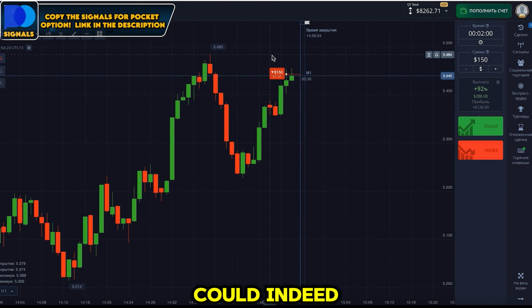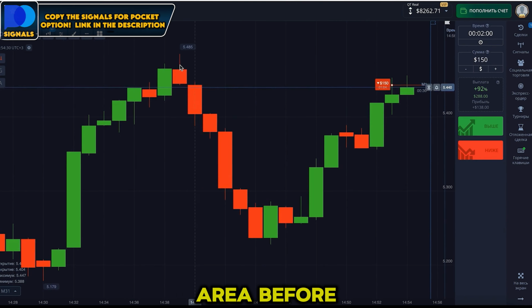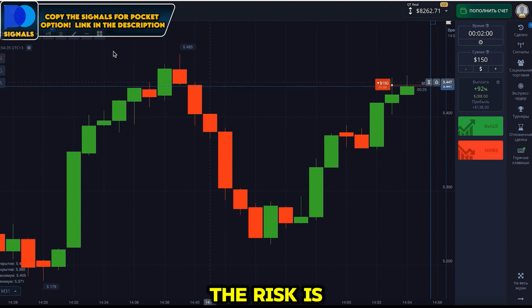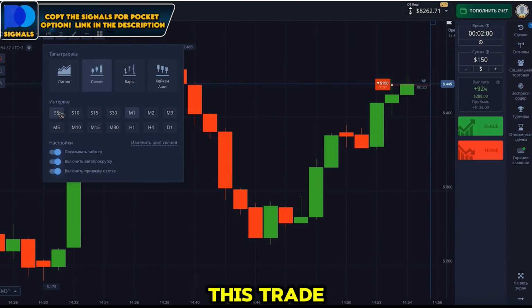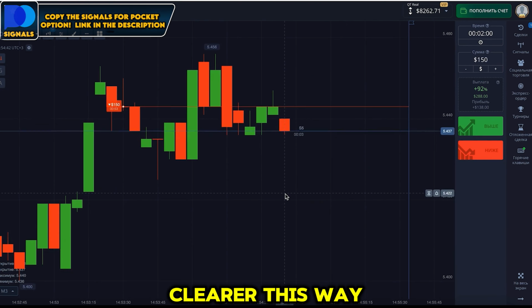The reaction here could indeed see the price break through and go higher, even breaking this area. The movement was good from this area before, and we are working it out now to the maximum. The risk is noticeable. Let's see this trade. Let's look at the 5-minute chart. It will be clearer this way.